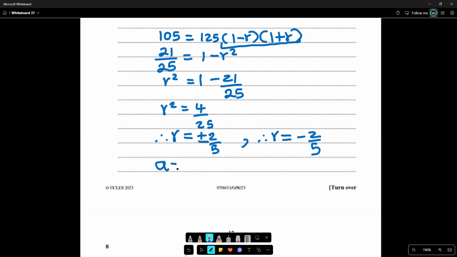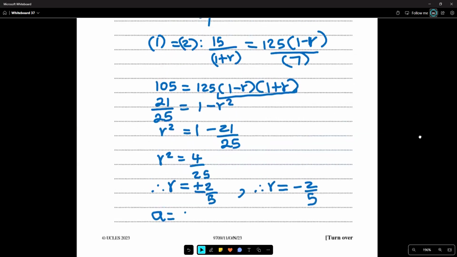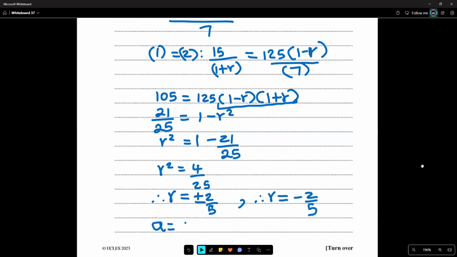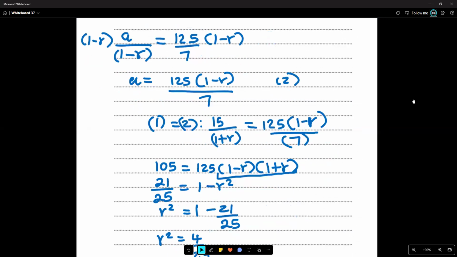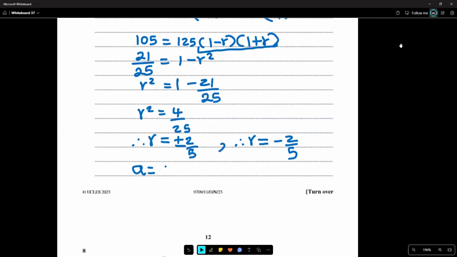Then if you remember well, one of your A's was, let's check to avoid errors, if you're not sure about it, 15 over 1 plus r. Yes, I'm taking the easier one, which is this one. So let's do that. So we're going to have 15 over 1 minus 2 over 5, which gives us 4.